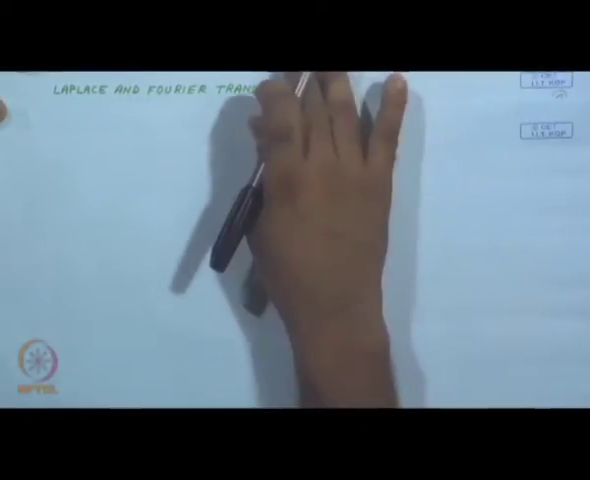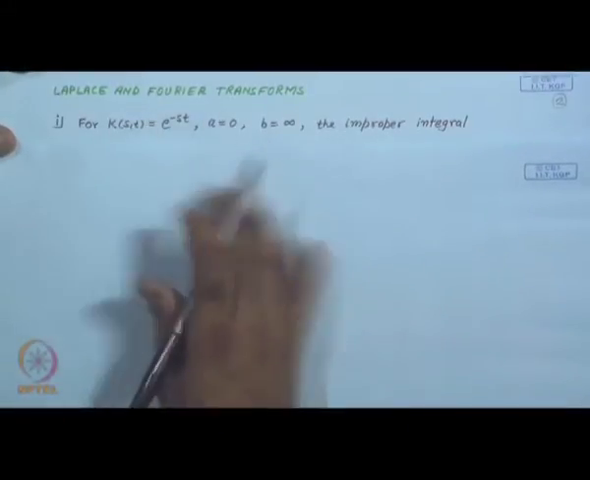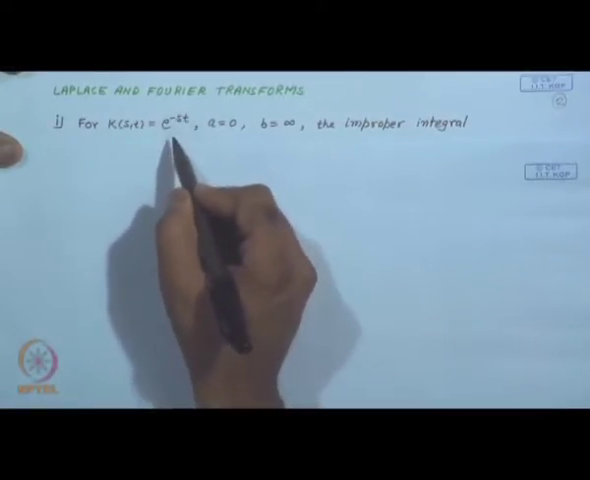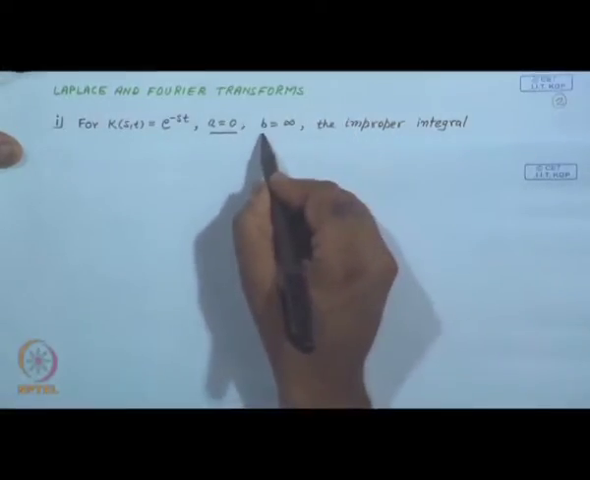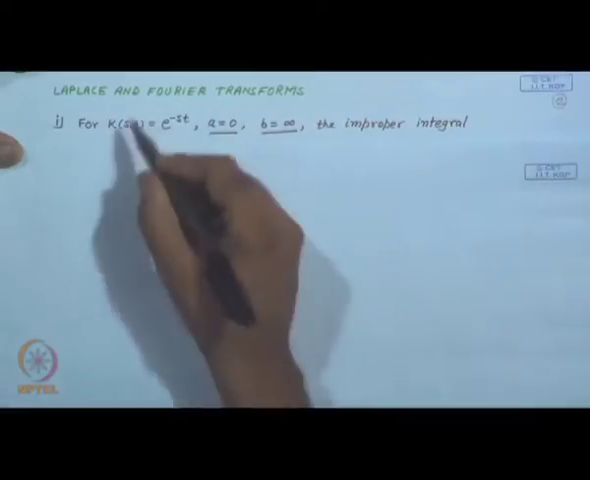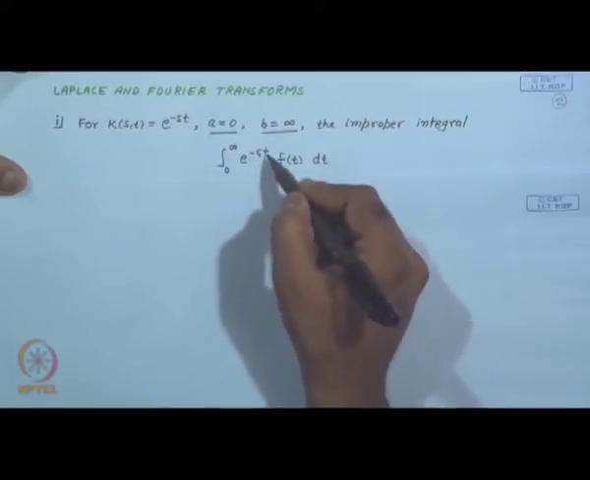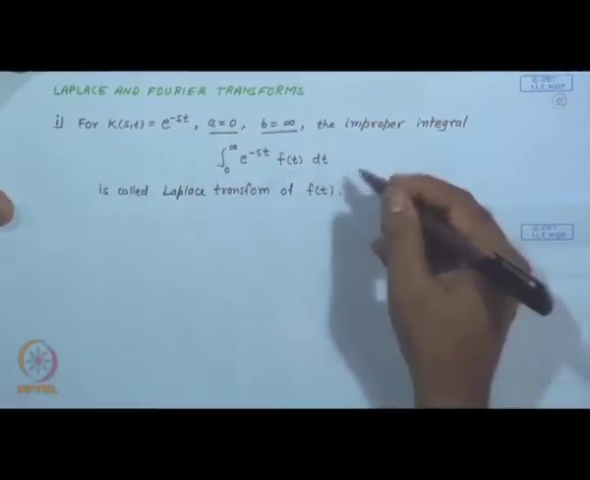As we have discussed, the Laplace and Fourier transforms will be discussed in detail in this lecture. For example, if we take the kernel k(s,t) equal to e power minus s t, the lower limit of the integral 0 and the upper limit infinity, then this improper integral, the integral from 0 to infinity of e power minus s t f(t) dt, is called the Laplace transform of f(t).